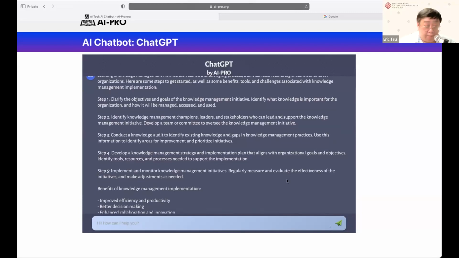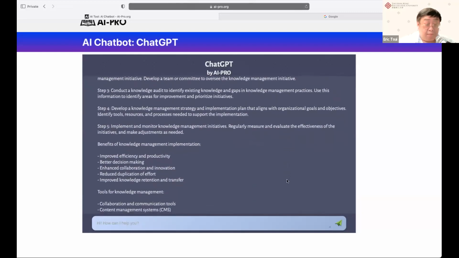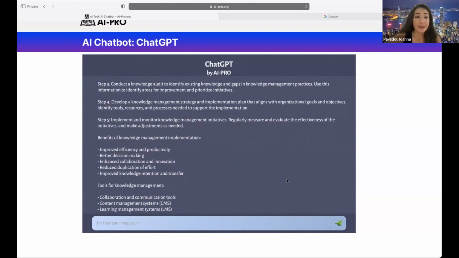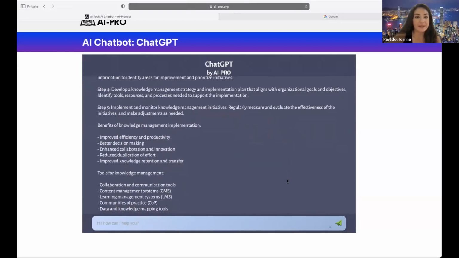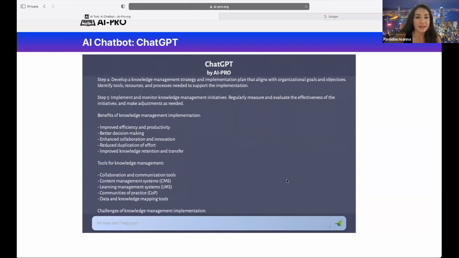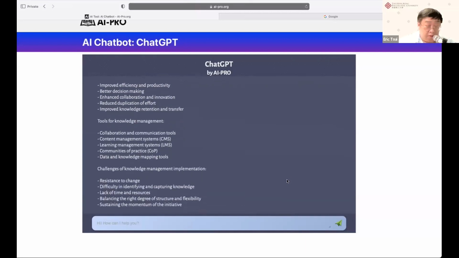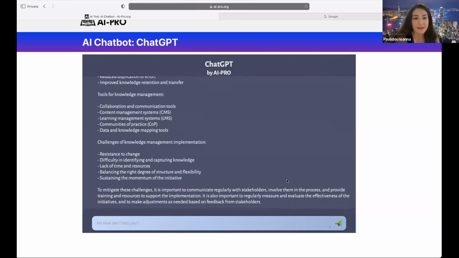Right, and then you can scroll up a bit to go to the next part, benefits. Yes, there are 5 benefits for the implementation of knowledge management. And 5 tools to use when implementing knowledge management. Okay, scroll up more. And last, there are some challenges when implementing knowledge management, 5 again.